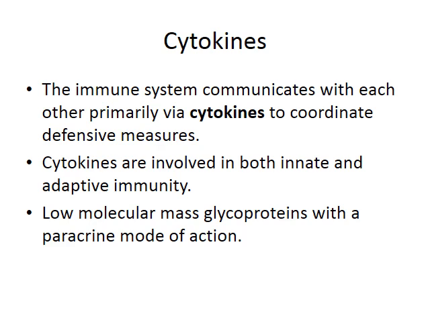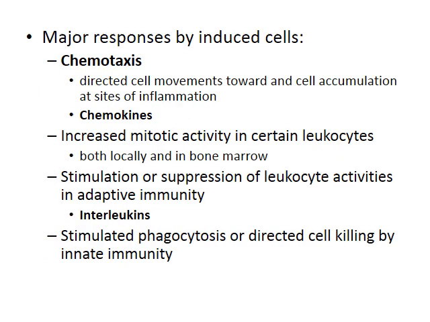So, cytokines are part of your immune system, and they are going to be kind of how your immune system cells communicate with each other to coordinate any sort of defensive measure. So, cytokines are found in both your innate immunity and your adaptive immunity. And they tend to be very low molecular mass glycoproteins. So remember, glyco is for sugar. Proteins, of course, is a protein. So this is a sugar protein, and it's going to have a paracrine mode of action, which means it's only going to affect the cells nearby.